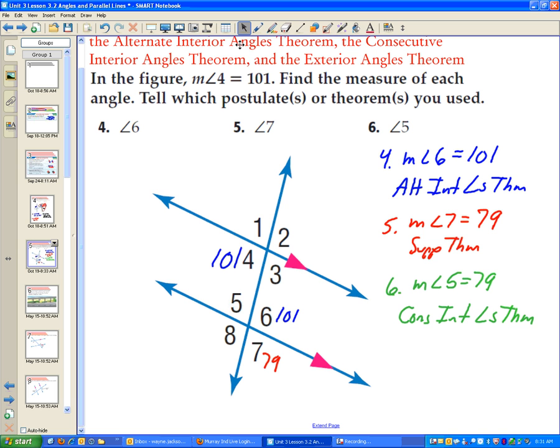Okay? And number 6, I got the measure of angle 5 to also be 79. And a couple of ways I could have done that. Since I already knew angle 7 was 79, I could have done vertical angles theorem. Instead, I chose to say that I was using the consecutive interior angles theorem because angle 4 and angle 5 have to be supplementary. So, looks like quite often there's more than one correct answer to the which postulate or theorem you used, doesn't it? Okay, so that's okay. All right, we still doing okay?